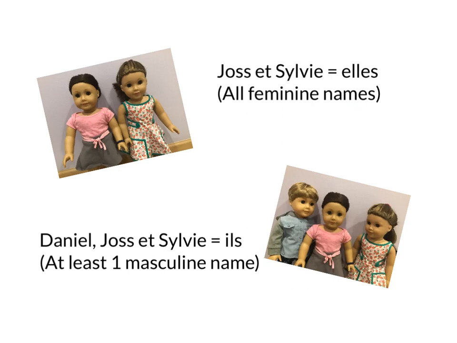By contrast, if you add just one masculine name in there, it now becomes ils, because ils is to represent a group that has at least one person who identifies as masculine. So when you see a list, Daniel, Joss, et Sylvie, they are represented as ils. There is at least that one masculine name.